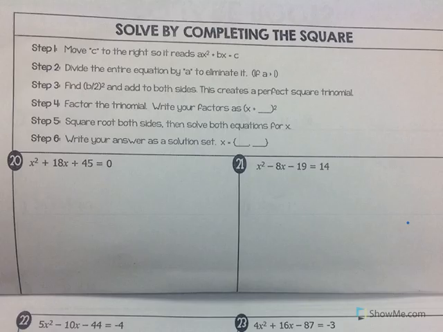Okay, so we're going to use these steps and we're going to do number 20. The first step is move C to the right, so it reads AX plus BX and then equals the number. So you're going to take that 45 and move it over, because we want to make space, because right now this is not a perfect square trinomial. To move it to the other side, we have to subtract 45 from both sides.